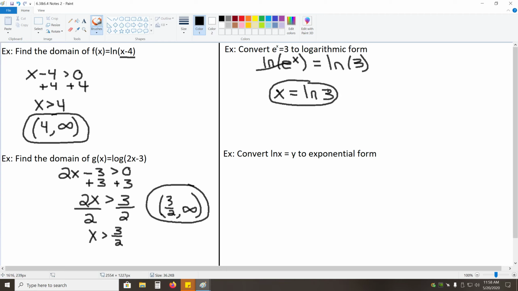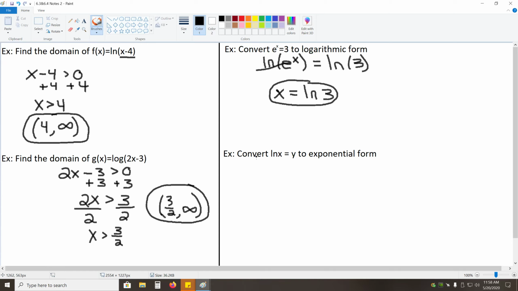Notice I didn't put parentheses around this 3, and that's because there's just one term here. You can always put parentheses inside of your logs, but if it's just one term like 3 or 15 or 5, anything like that, you don't have to put the parentheses. Only if there's multiple values like 5x or 10y do you need them.